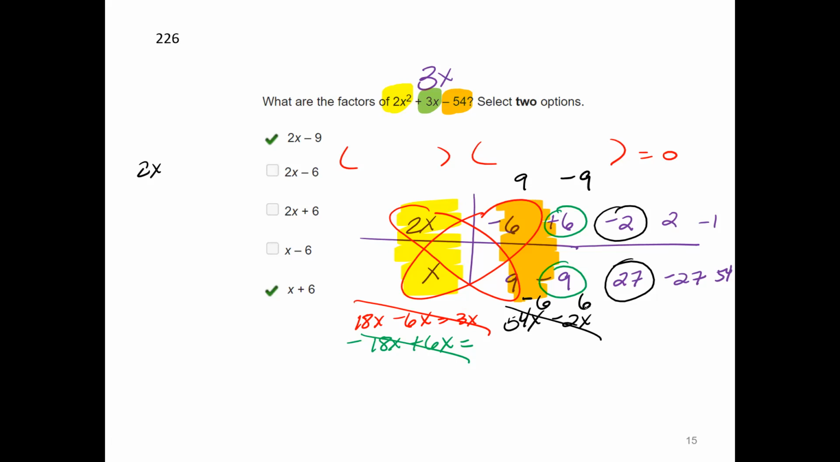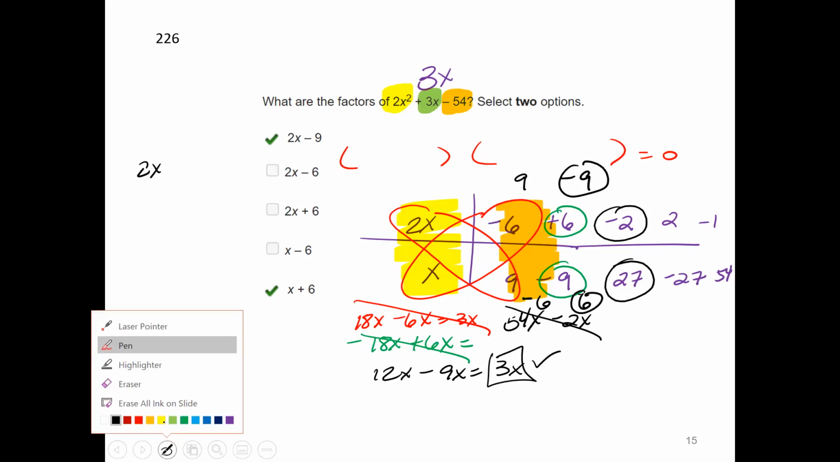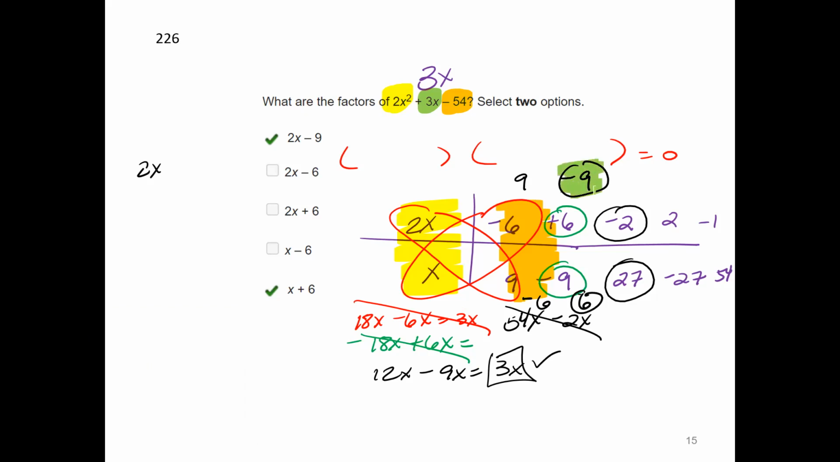So let's try that. 2x times 6 is 12x. X times negative 9 is a negative 9x. Does that give me 3x? Yes, it does. So this one is the winning combination. So I'm highlighting this one, and you're like, okay, so what is your answer? Your answer is always going to be a cross. So there's your first answer. Here's your other answer. So your first one is going to be 2x minus 9, and the bottom one is x plus 6. That is factoring, okay?